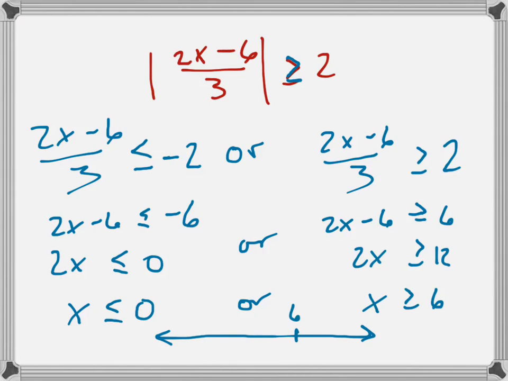Here's 6. It's a closed circle, and it's going to the right. Here's 0. It's a closed circle, and it's going to the left. And let's just check to make sure this works.